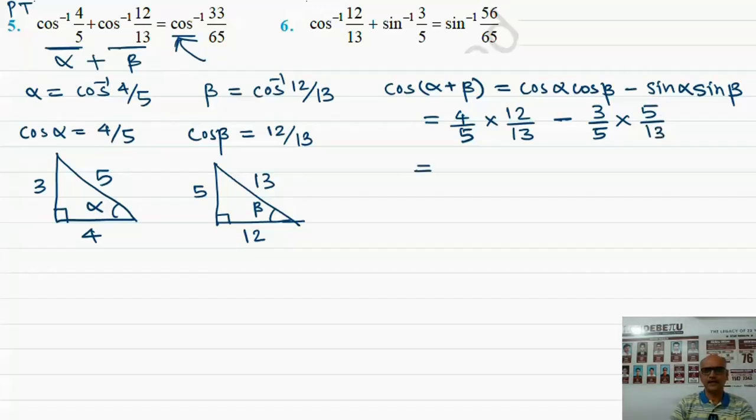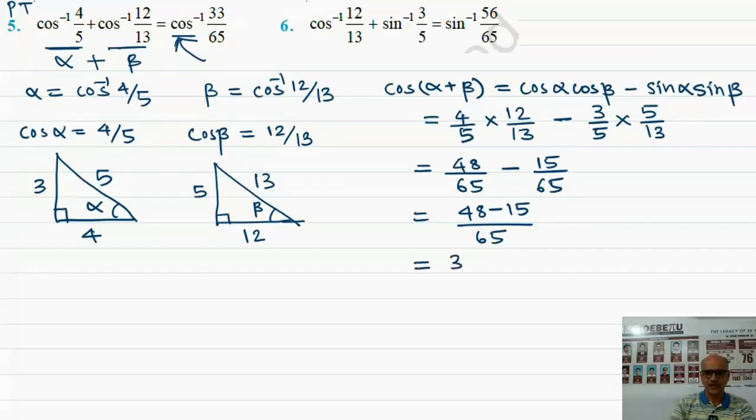So if you multiply, don't cancel. 12 fours are 48 divided by 65, minus 3 into 5, 15 by 65. The LCM is the same, so you will have 48 minus 15 divided by 65, that is equal to 33 divided by 65. Now you take cos to the RHS, so you will have alpha plus beta is equal to cos inverse 33 by 65.